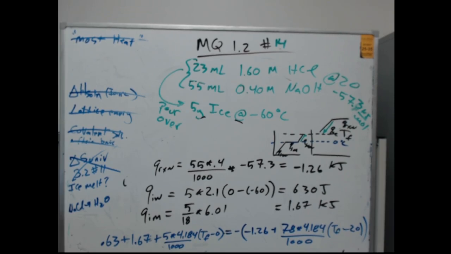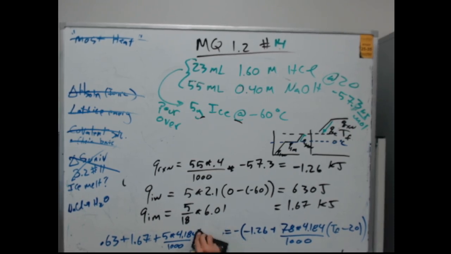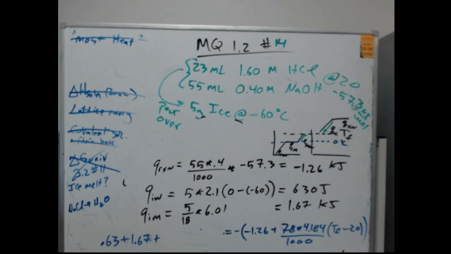So at this point, we're back to where we were before, right? Now we're just doing algebra. I gotta multiply these together, FOIL them out. 5 times 4.184 gives me 20.9. FOIL it out, that gets me T final minus 0. So that's going to be 20.9 T final.